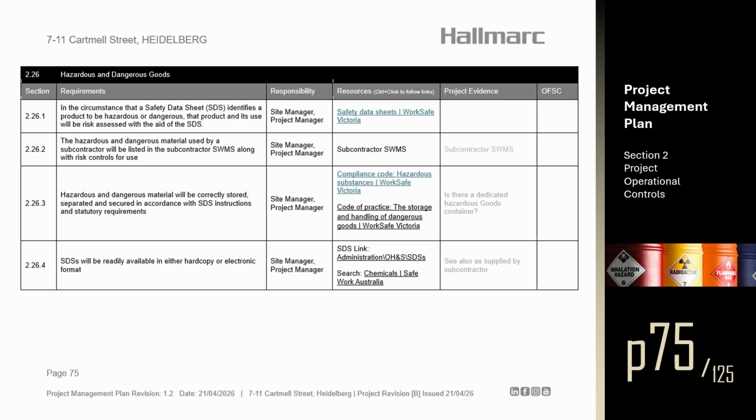Section 2.26.2. The hazardous and dangerous material used by a subcontractor will be listed in the subcontractor SWMS along with risk controls for use. Section 2.26.3. Hazardous and dangerous material will be correctly stored, separated and secured in accordance with SDS instructions and statutory requirements. Section 2.26.4. SDSs will be readily available in either hard copy or electronic format.